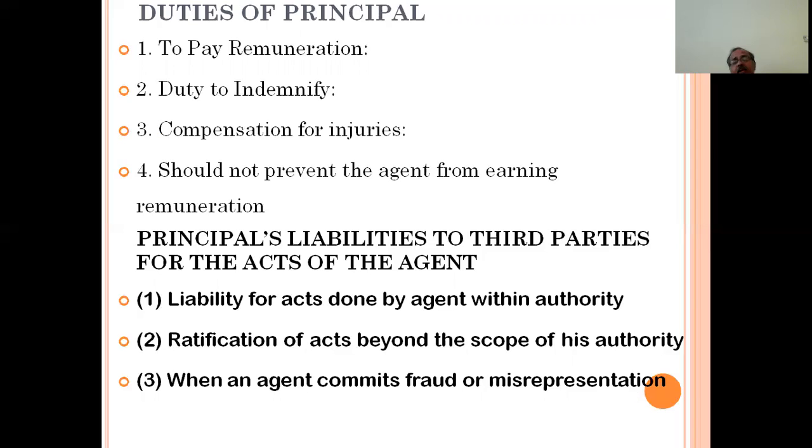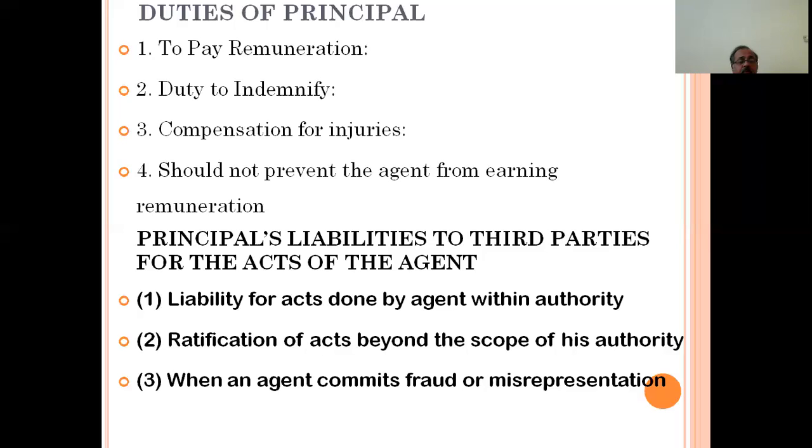So if any liability arises therefrom, the principal is liable to the third parties. And ratification of acts beyond the scope of his authority: any acts done by the agent beyond his authority, normally the principal is not responsible. But whenever an act outside the scope of authority of the agent is duly ratified by the principal, then the principal is liable towards the third parties. Once it is ratified, the principal is liable towards the third parties.